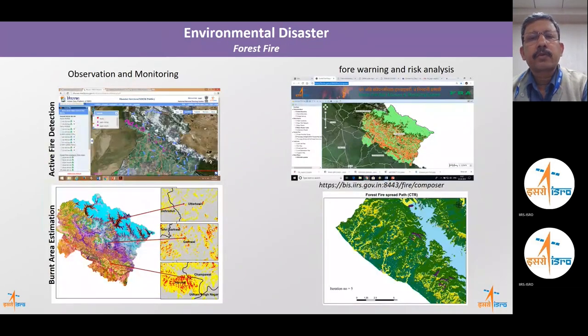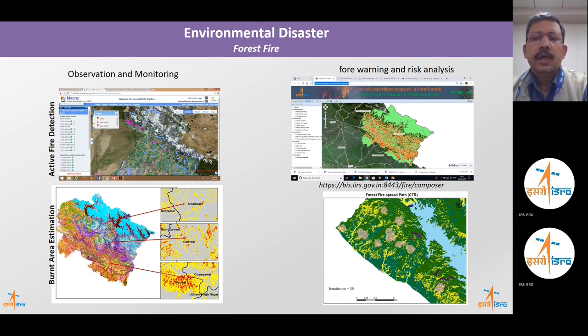Then we have another form of environmental disaster, that is a forest fire. Here also Earth observation plays a very important role in observation monitoring, like identification of active fires. It's a well-established procedure, as well as identifying the affected areas because of forest fire. There's the burnt areas.